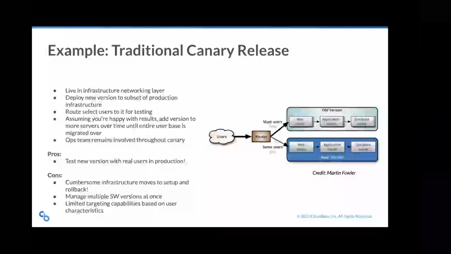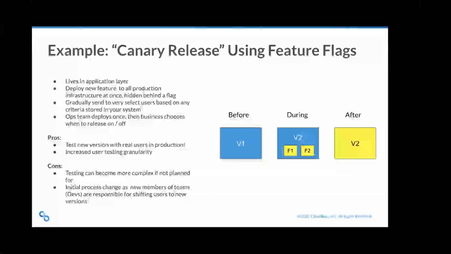So now we're going to look at how this could be done with feature flags. In contrast to traditional Canary style deployments, Canaries using feature flags live in the application layer. Here, the ops team deploys the entire new feature once, and then the product team can progressively turn on the new features based on users or some select criteria like language, version, geography, maybe they're beta users, and that kind of thing. So that is allowed to be chosen at the convenience of the product team.